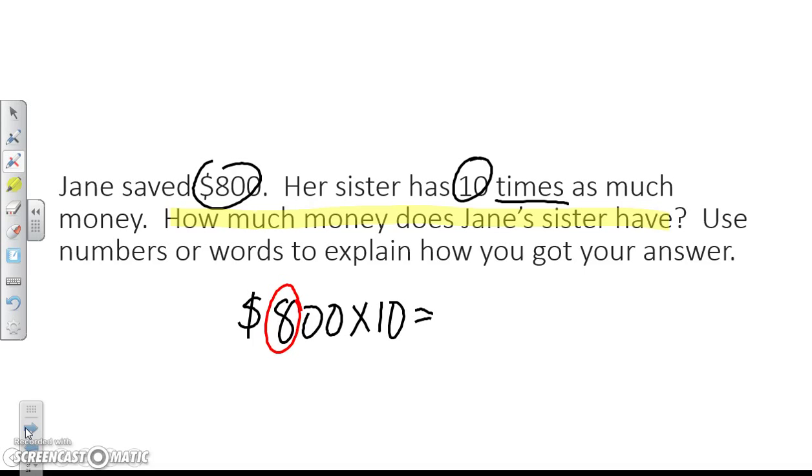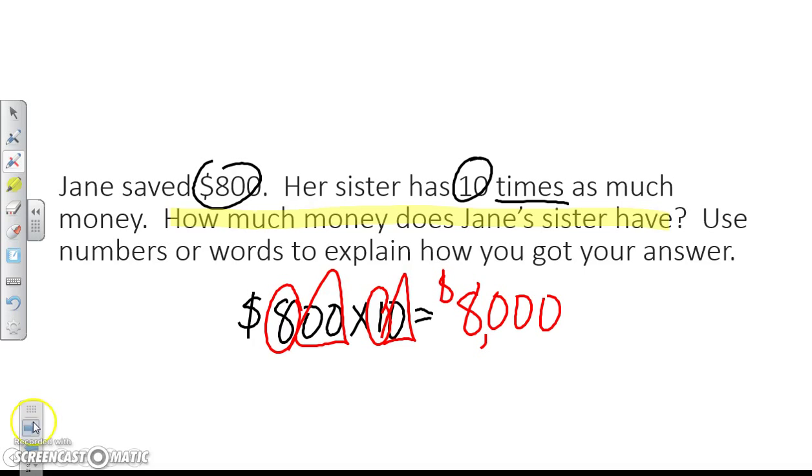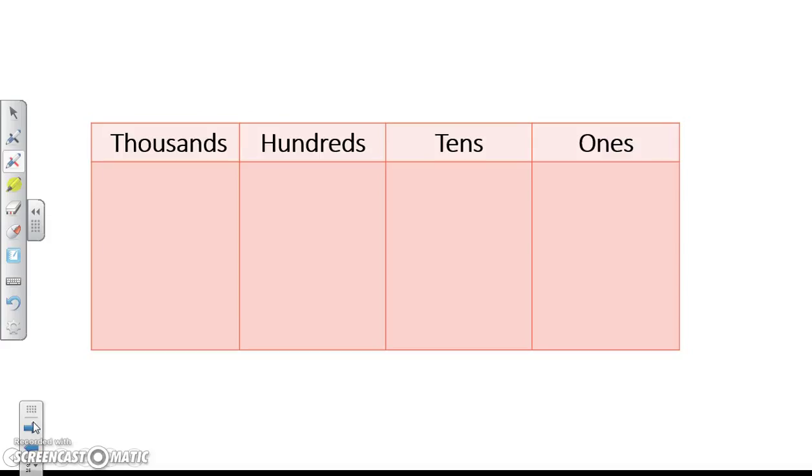Well, my basic fact, something I know off the top of my head, is 8 times 1 is 8. I have 1, 2, 3 zeros. Remember 1, 2, 3, cha-cha-cha. So the final answer is Jane's sister has $8,000.